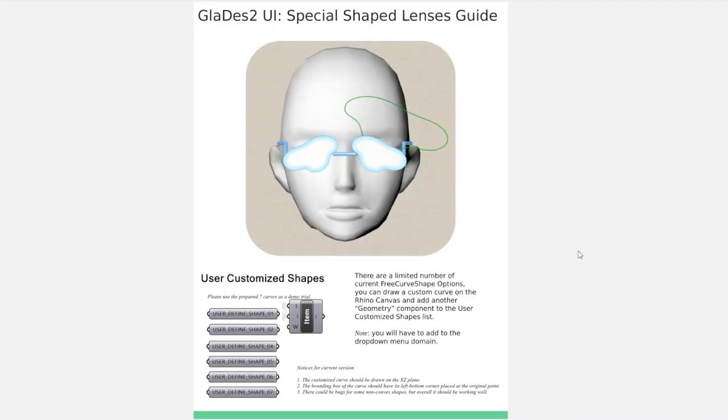The special shapes module is a hidden module which one can access by unhiding the item as shown on the right bottom of these user customized shapes. One can then draw on the ZX plane as shown here by this green curve or any other substitute curve you would like. It will automatically be moved to the lens center position using this component, where it will also be scaled to your desired width and height parameters.